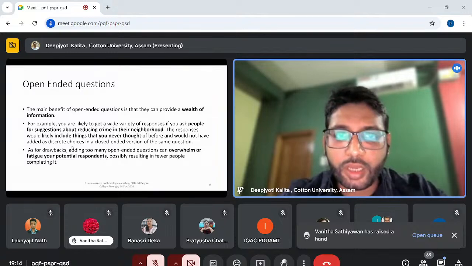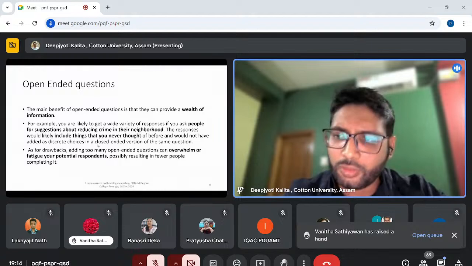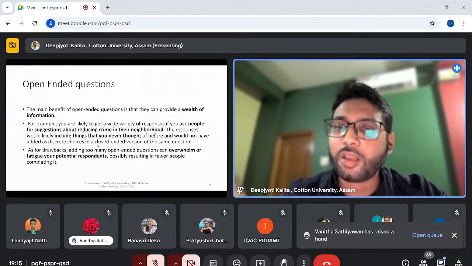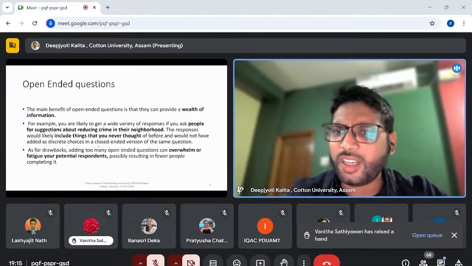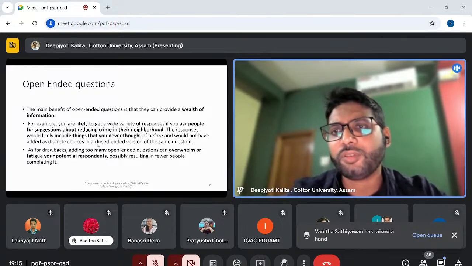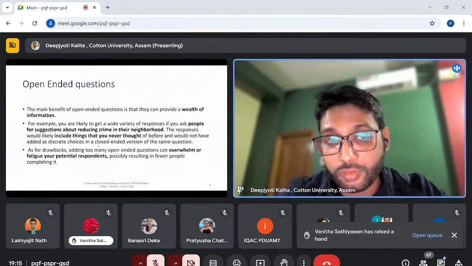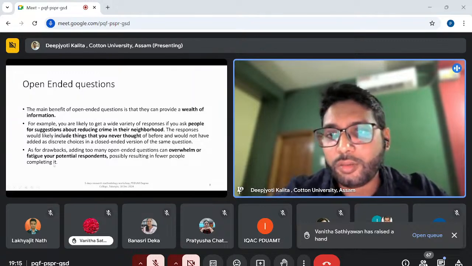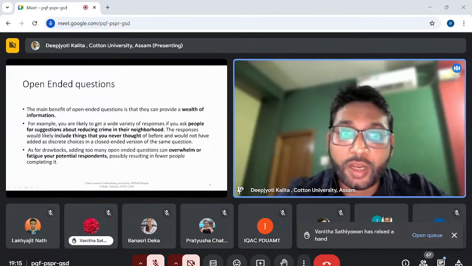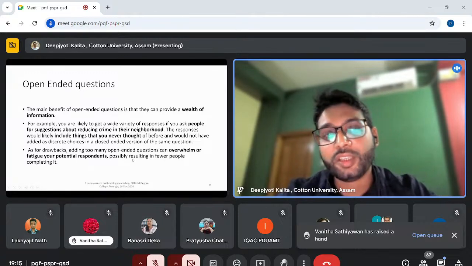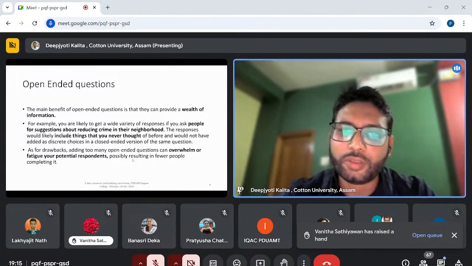Suppose for this particular question, how should crime be reduced in your neighborhood? In close-ended, you will give some options: there should be police duty, there should be voluntary crime checking, there should be street lights and CCTV. These are limited options. But when you ask open-ended questions, there may be a wealth of information in the responses. The main drawback is that respondents may become fatigued, possibly resulting in fewer people completing it. And there are some other limitations of open-ended questions also.